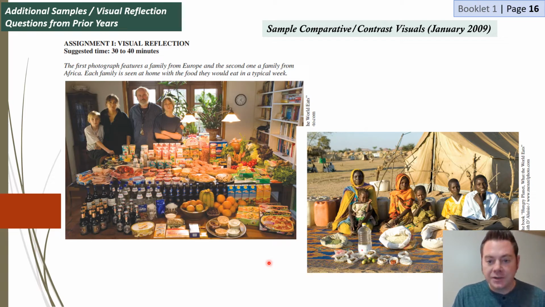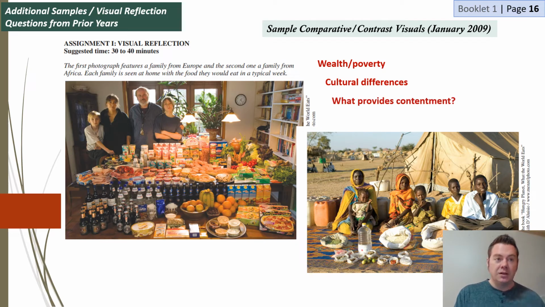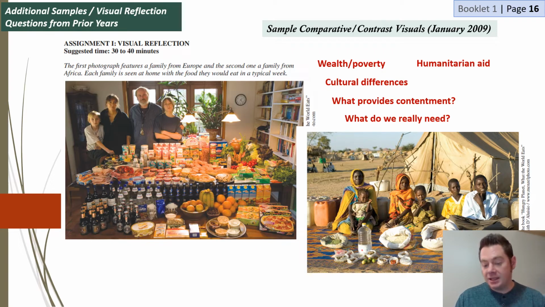So some possibilities for you might be wealth versus poverty, perhaps cultural differences, just asking yourself the question, what provides contentment in life? Is it having a lot of stuff, or is it all the other things in life that can possibly give contentment and fulfillment in life? Ask yourself, what do we really need? Possibly the idea of humanitarian aid. All these are options that a person could possibly write on.